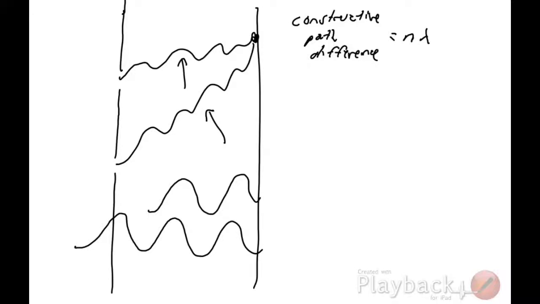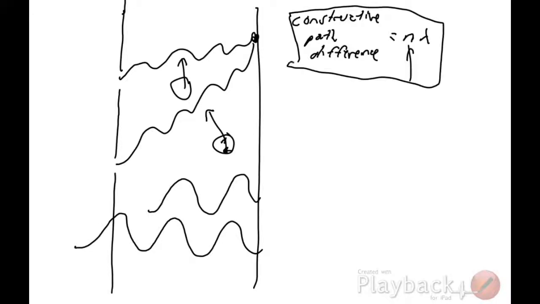So if this wave down here travels 1 wavelength farther than this wave right here, then we will put 1 here. That means that the bottom wavelength would travel 1 wavelength farther than the top wave. And what would we get? We would get constructive interference. If the waves traveled equal distance, n would be 0. And once again, we would get constructive interference.